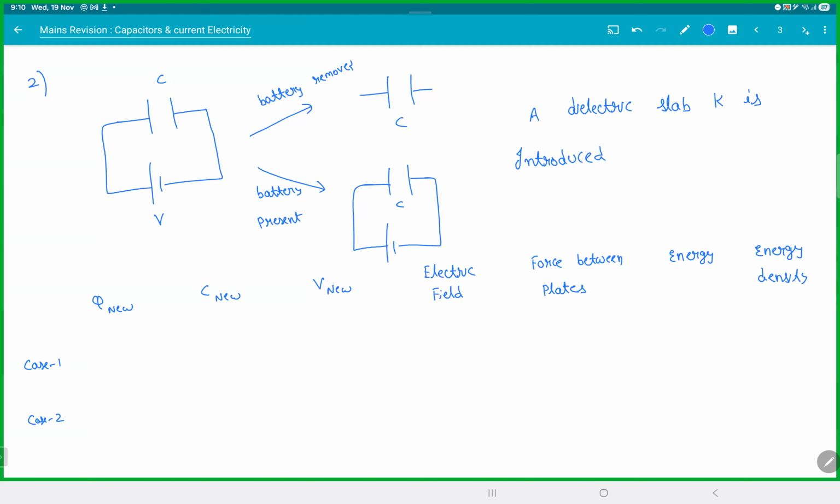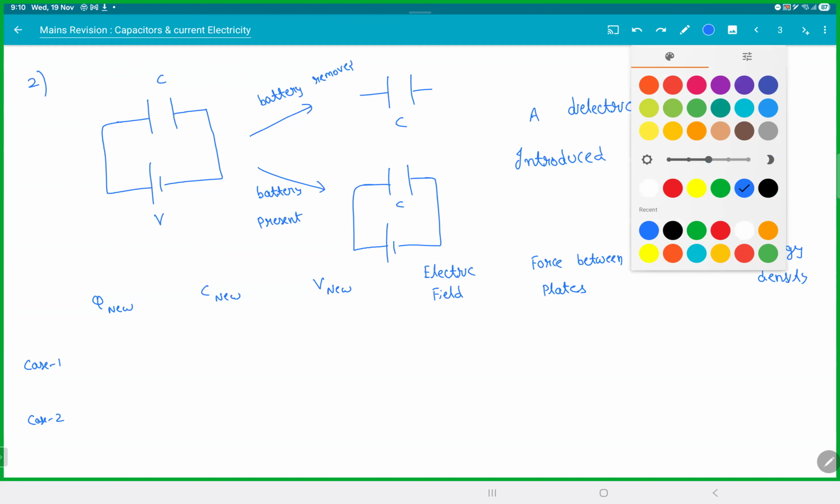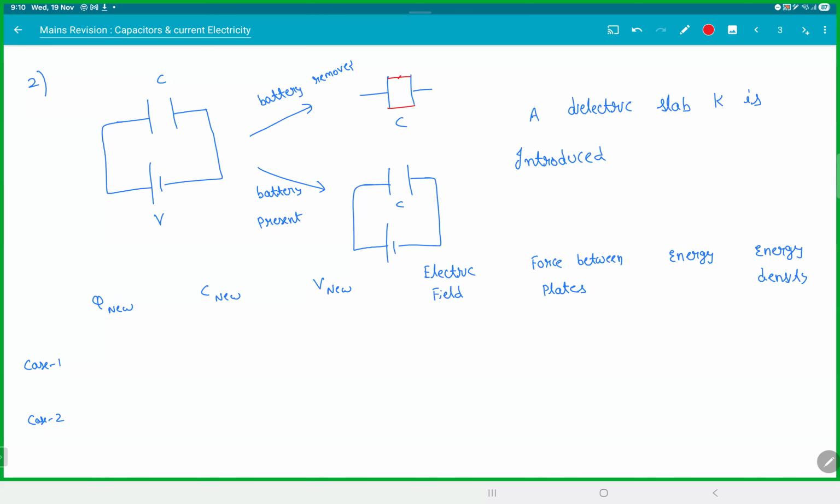Hope you guys remember this model. So you are comparing with this case and you are comparing with the case when you have dumped a dielectric slab inside. So what is the charge? If the initial charge was Q, what was the charge in case 1 and case 2? If the initial capacitance was C, what is the capacitance in case 1, case 2, and so on? Get this.